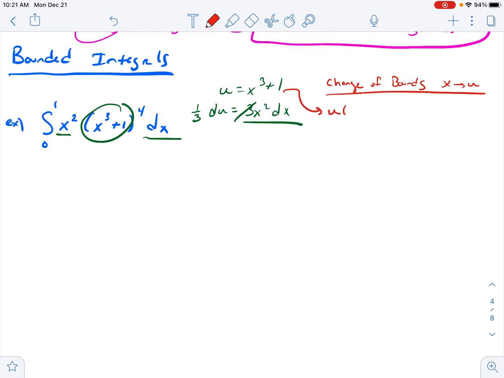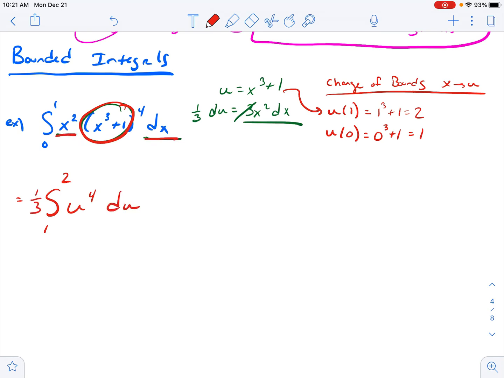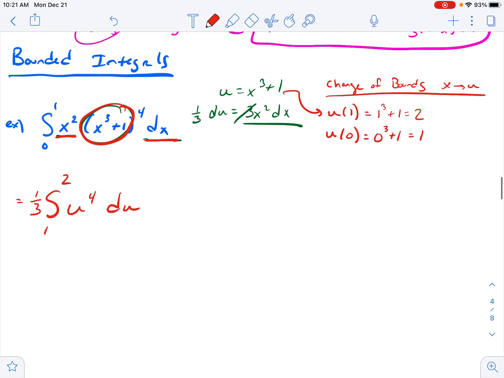So we use our u equation. When I plug 1 in for x, that's the upper bound, what does u equal? Looks like that equals 2. When I plug the lower bound in for x and plug it into my equation for u, it looks like the lower bound becomes 1. Now what I'm going to have is an integral that goes from 1 to 2, u to the 4th. That was my 1/3 du. All that's the same, but now we've got these u bounds, okay?